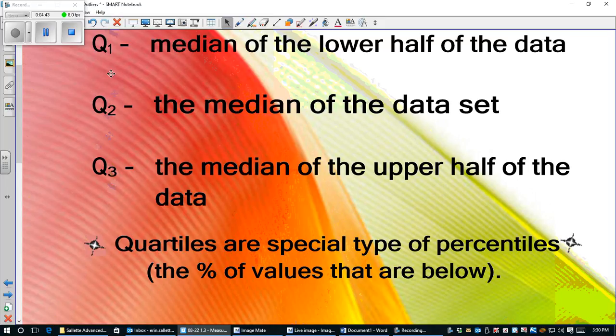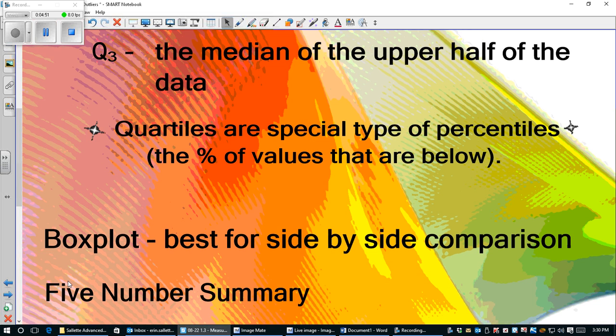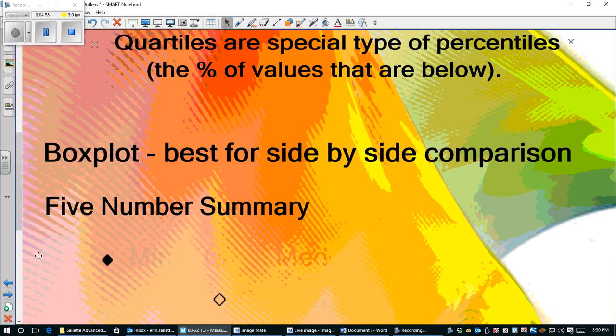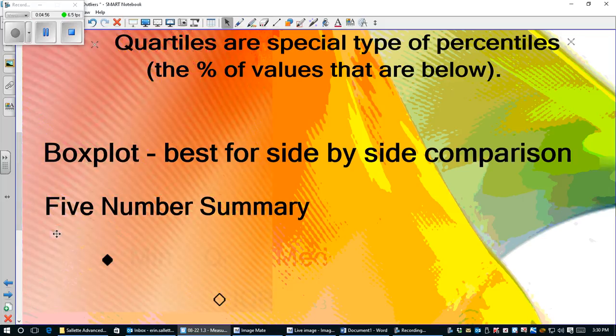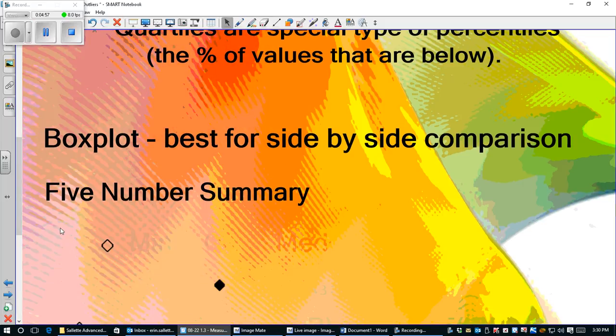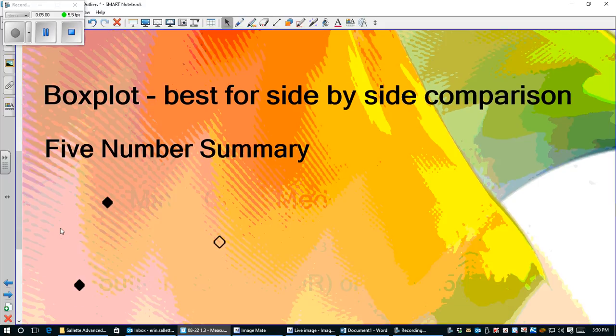So in between Q1 and Q3 is your middle center 50% of the data. We use these numbers to construct a box plot, but we need a few more numbers to add to that in order to finish our box plot.